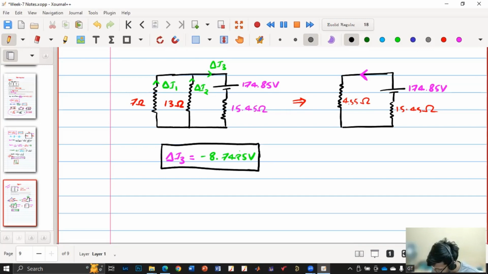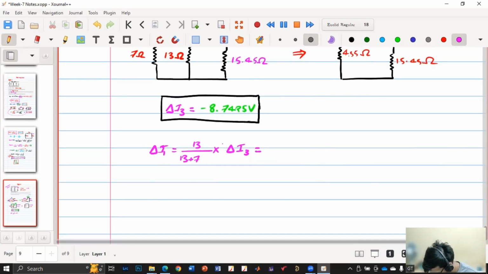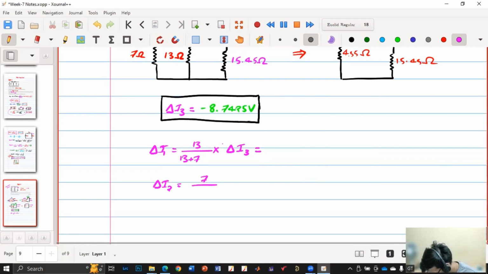So I can write my delta I1 will be 13 by 13 plus 7 into delta I3, and the delta I2 is 7 by 13 plus 7 into delta I3. So can you calculate?